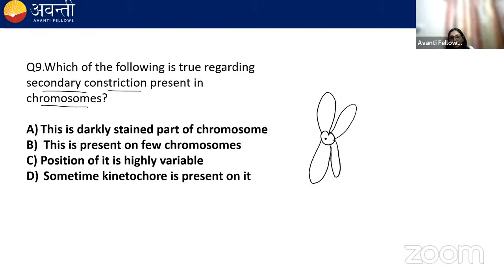Okay, this is a chromosome. This is a centromere, your primary constriction, right? And the primary constriction has a disc-shaped structure. We call it the kinetochore, where your spindle fibers come and attach during cell division. And here is the satellite, or we call it the secondary constriction.